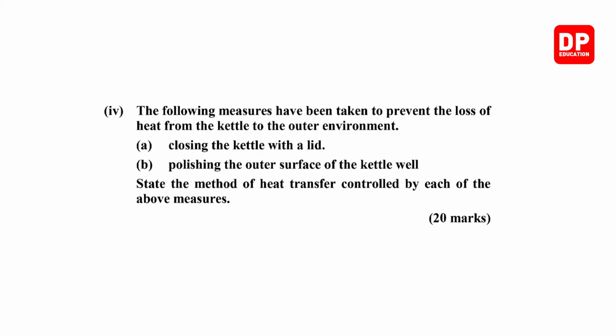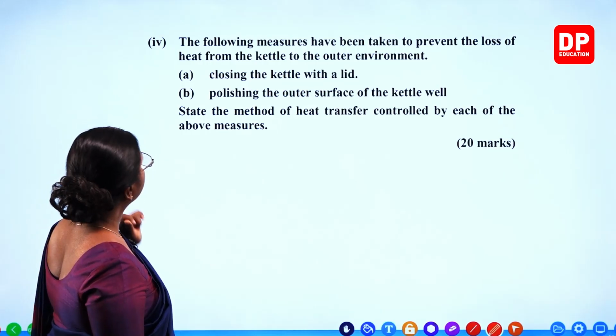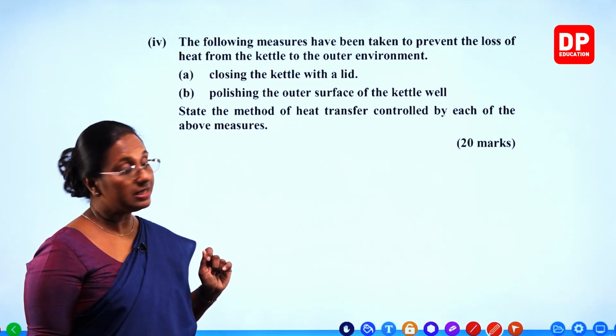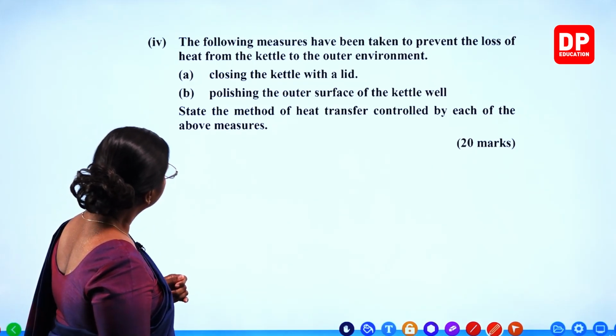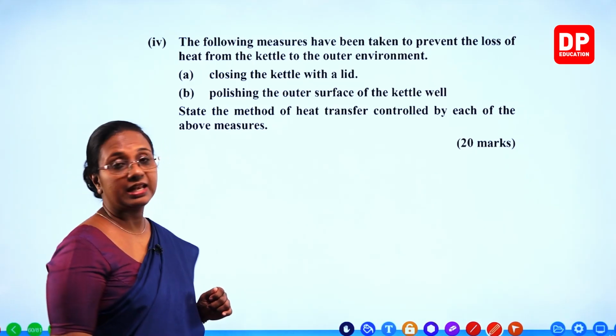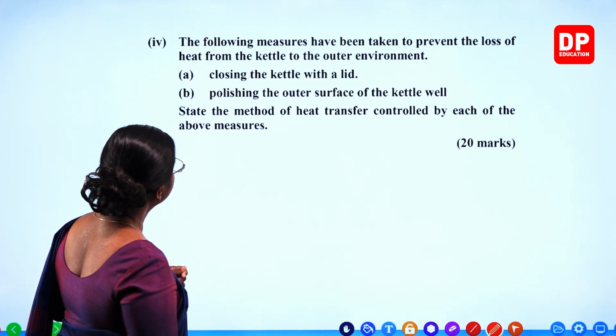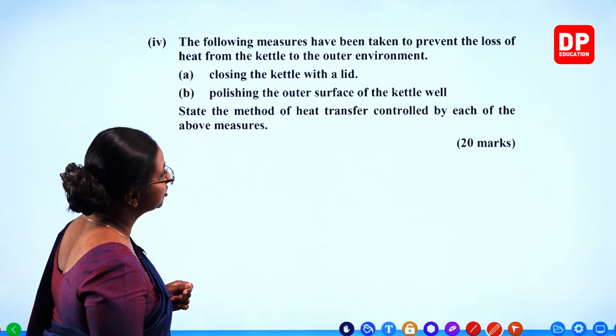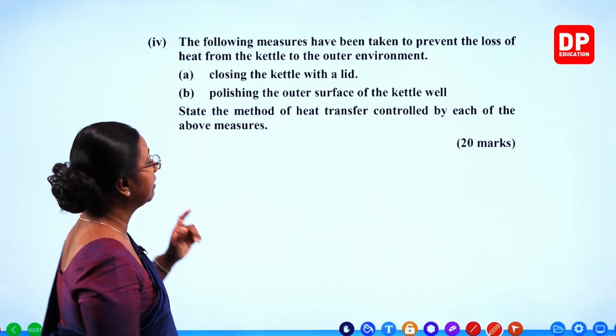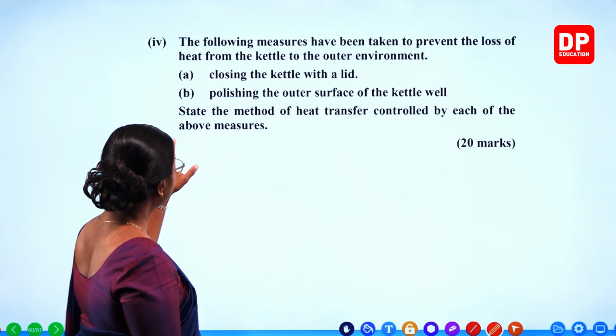Fourth part of the question. The following measures have been taken to prevent the loss of heat from the kettle to the outer environment. A. Closing the kettle with a lid. And B. Polishing the outer surface of the kettle well. State the method of heat transfer controlled by each of the above measures. So there are two measures.